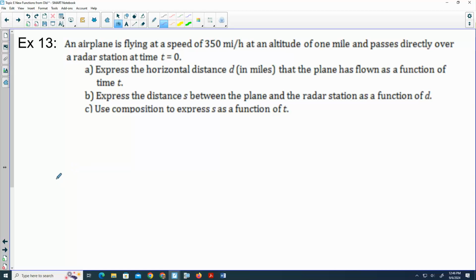Okay, I need a picture. So here's my radar station. At time 0, my plane is directly overhead. And how high above the ground is it? Okay, and since it's flying horizontally, that's not changing.